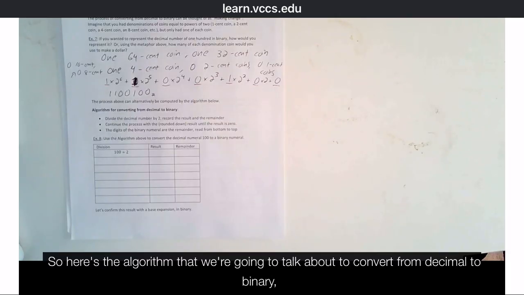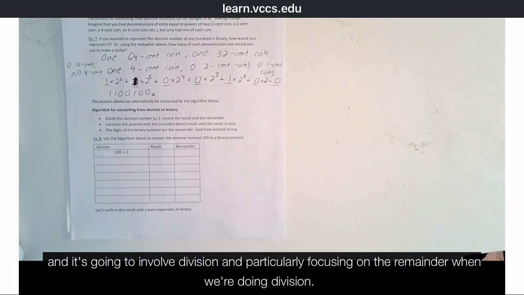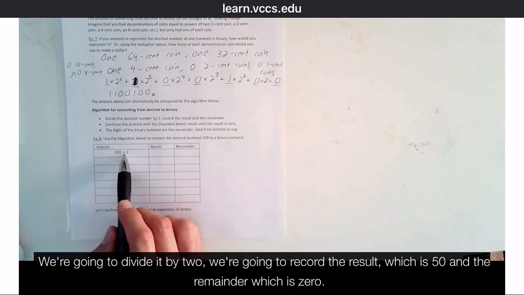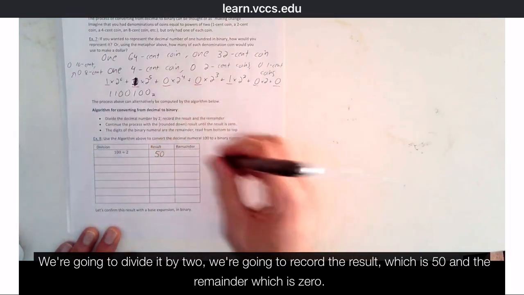So here's the algorithm that we're going to talk about to convert from decimal to binary. And it's going to involve division, and particularly focusing on the remainder when we're doing division. So we're going to start with our number that we're trying to write as a binary numeral. We're going to divide it by 2. We're going to record the result, which is 50, and the remainder, which is 0.